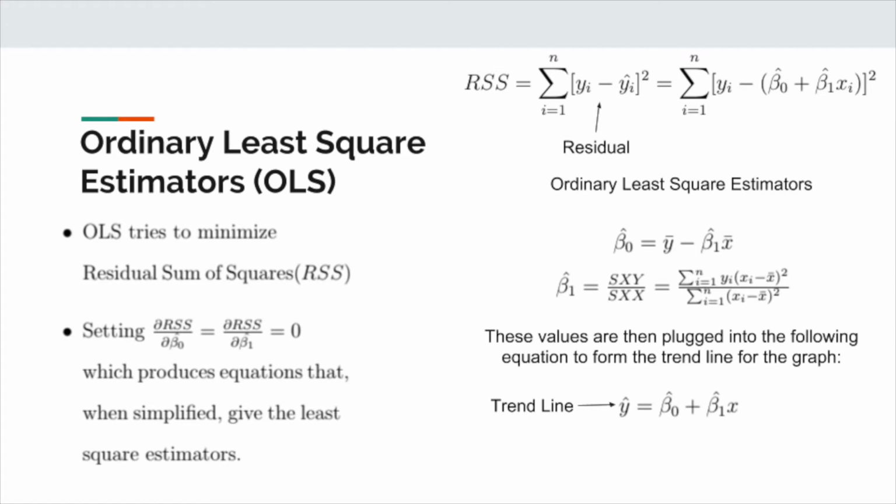The least squares estimator beta 0 hat is the intercept, which is equal to y bar minus beta 1 hat x bar. The least squares estimator beta 1 hat, which is equal to the slope, is equal to the sum of the cross products over the sum of the squares of x, which is simplified to that mathematical notation. These numbers are then plugged into the following equation that forms the trend line: y hat is equal to beta 0 hat plus beta 1 hat x.